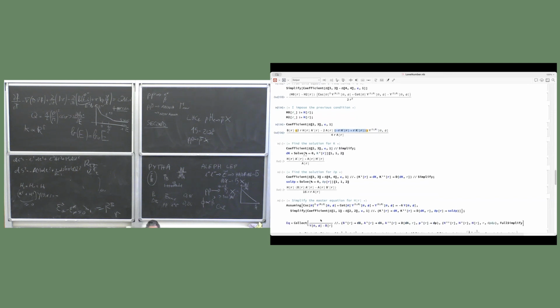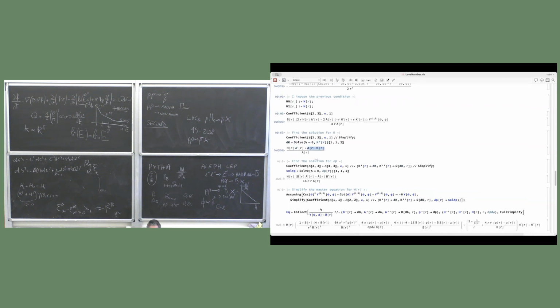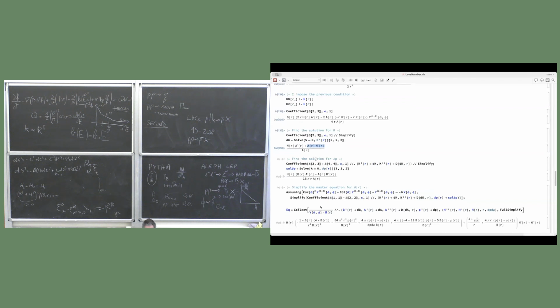So I can express kappa prime, and this is what I'm doing, as a function of the rest. And you see now I have kappa prime as A prime, so this is the background, plus something which depends on the perturbation. So I'm reducing the system because now H2 is completely removed, and then I just have kappa prime expressed in terms of H prime.